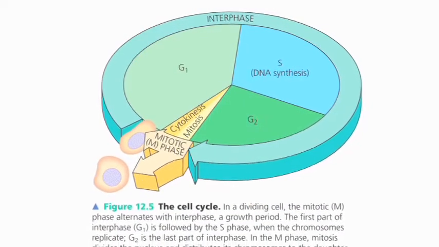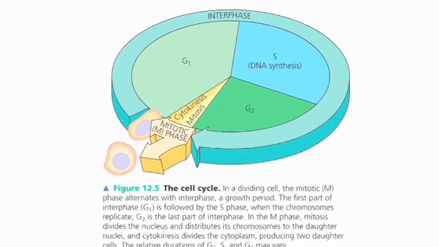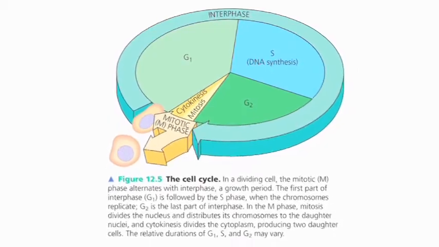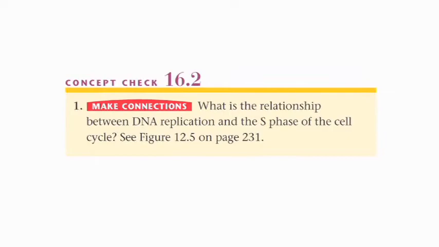So I asked her to flip back with me to chapter 12. We looked at the cell cycle, and I said, where's replication happening here? And she got this bright look on her face and said, oh, is that what happens in S phase? And that experience with the student led us to put a Make Connections question in chapter 16, referring back to the cell cycle.